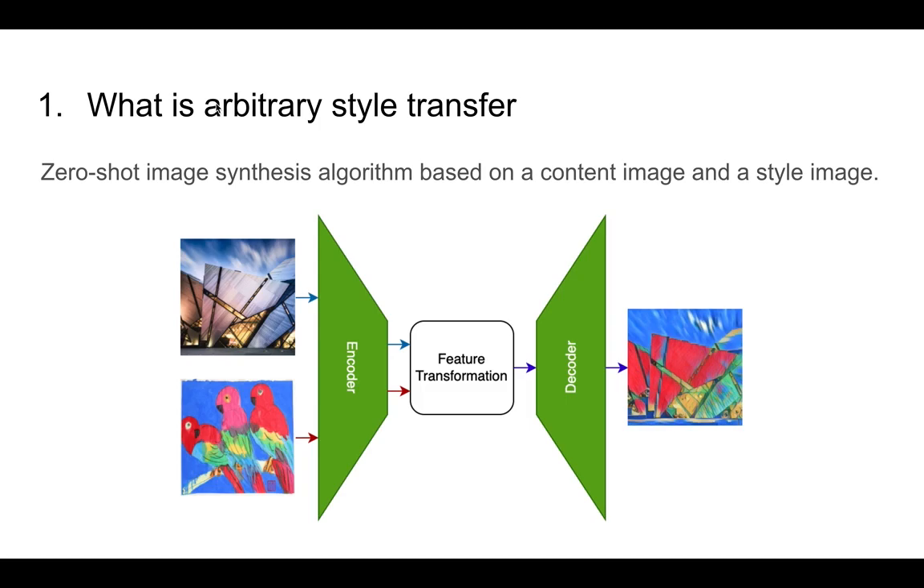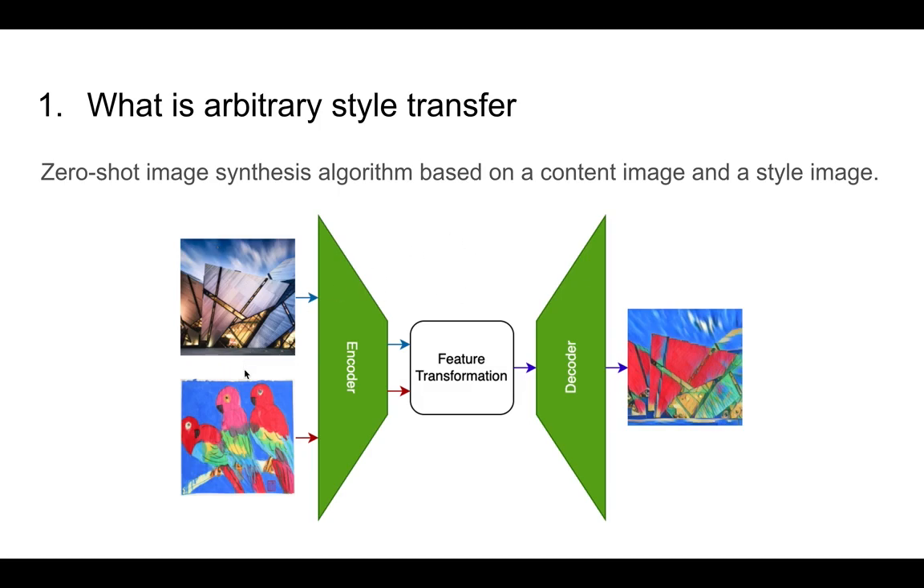We want to generate a stylization result with content structures from the content image and style patterns from a style image. And the zero-shot here means that after we have pre-trained the network, we can generate stylization results using arbitrary content and style images without more training. It is a zero-shot algorithm.